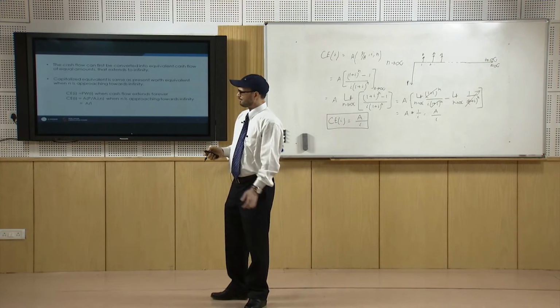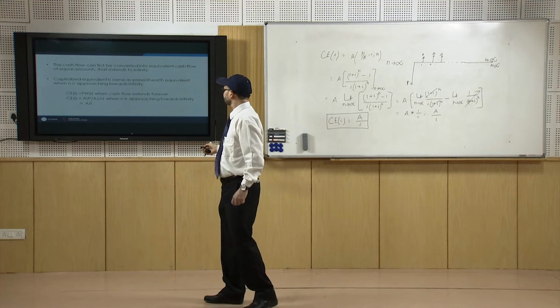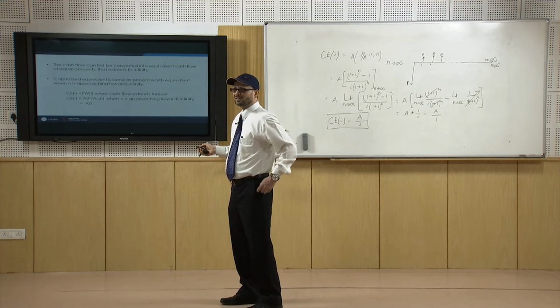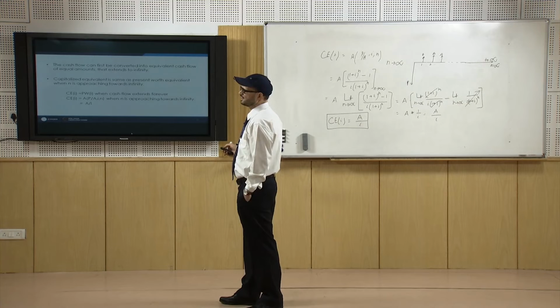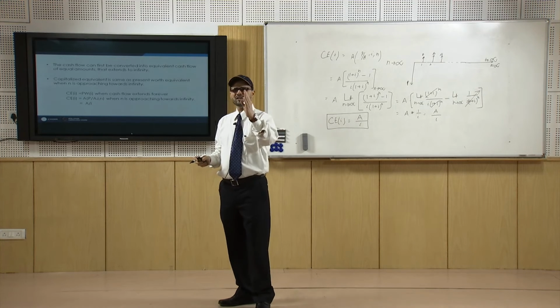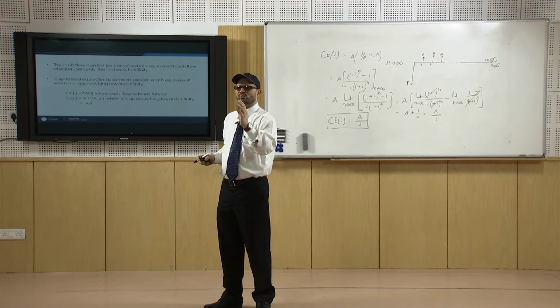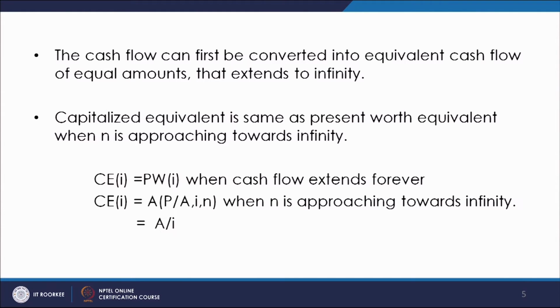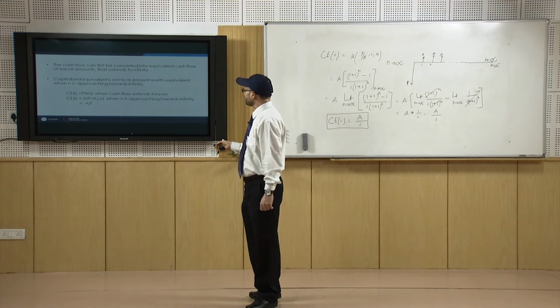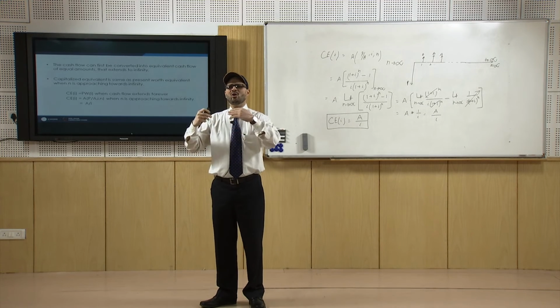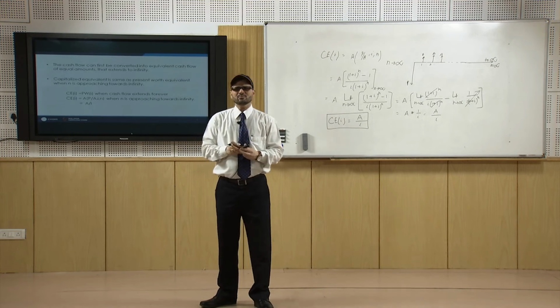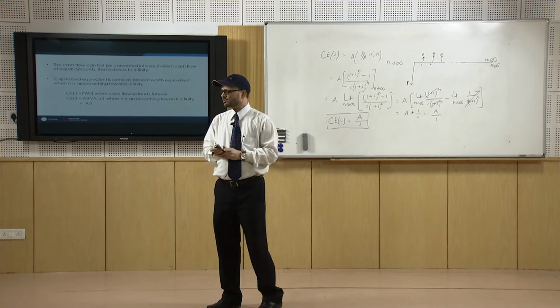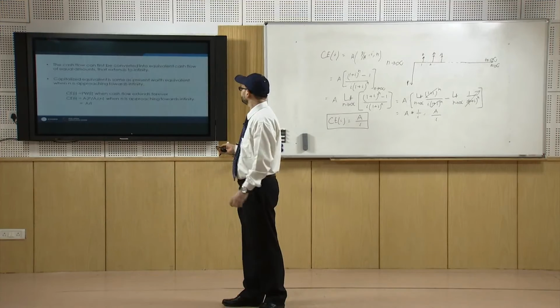So, this is how the capitalized equivalent amount is calculated. Now, if we look at its meaning, it is nothing but the investment or an initial deposit which will earn certain interest, and this interest amount will be given to you forever. So, A is nothing but P times i. Basically it is the amount which is the interest earned on a certain deposit, and you are likely to get it forever. So, it is known as capitalized equivalent amount.